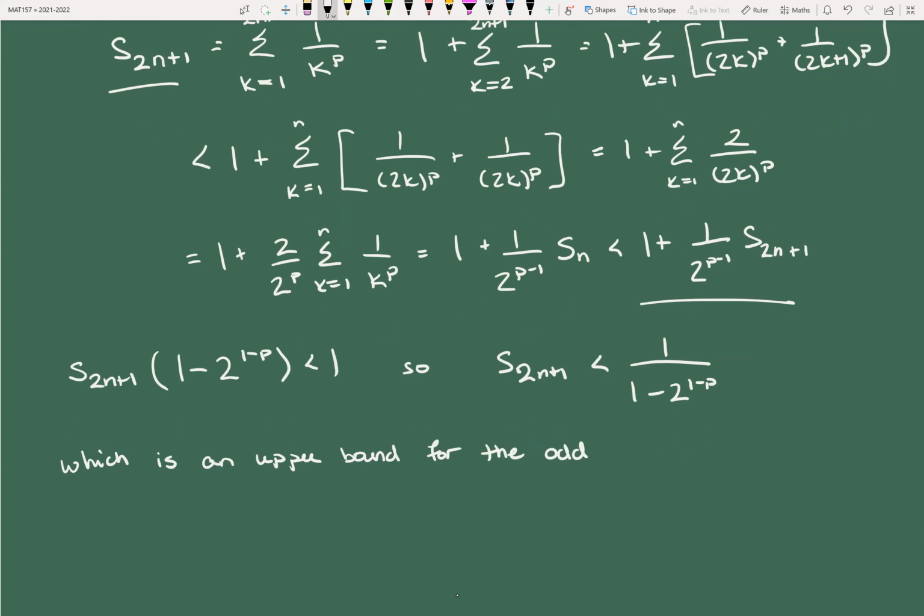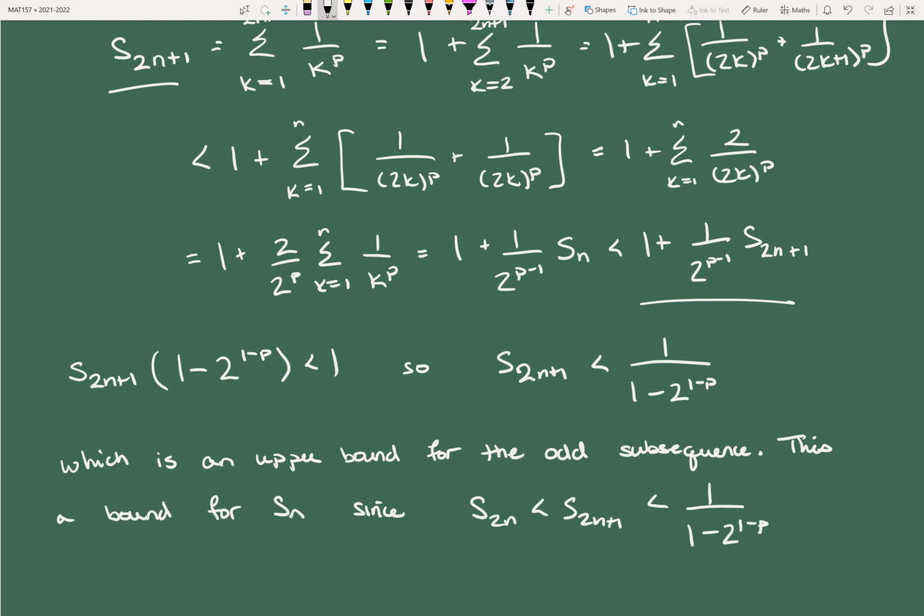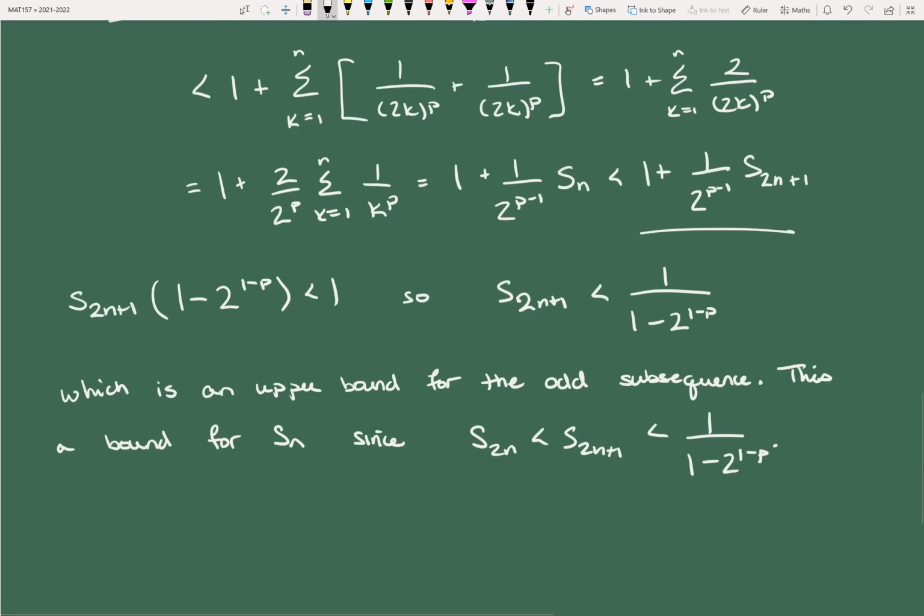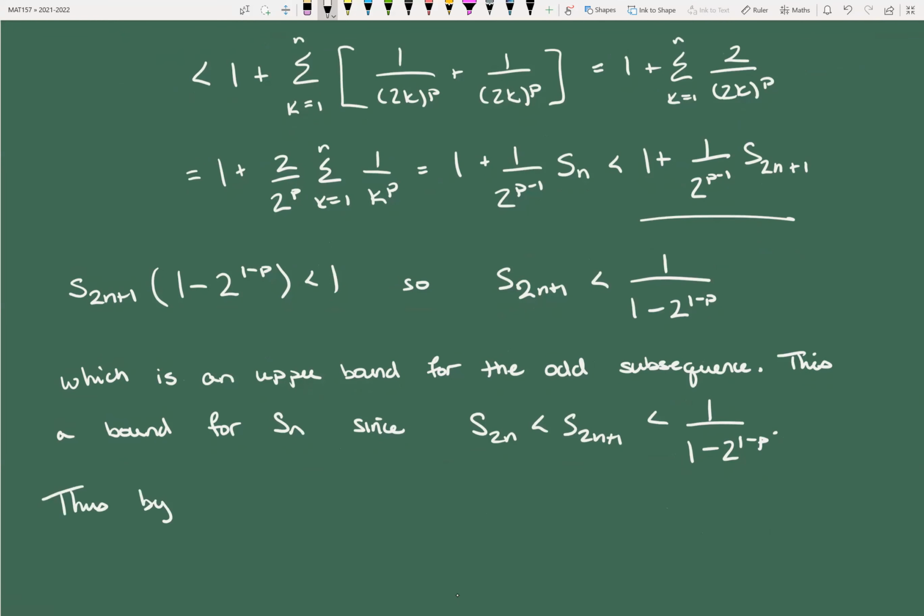For the odd subsequence, this is a bound for all S_n, since, again, we know that S_{2n} is less than S_{2n+1}, which is less than 1 over 1 minus 2 to the 1 minus p, right? And every element of the sequence either has an even or an odd index. So now I've shown that every single element of the sequence is bounded from above. So now I have a strictly increasing sequence which is bounded from above, so it converges by the monotone convergence theorem. Thus, by MCT, it converges.